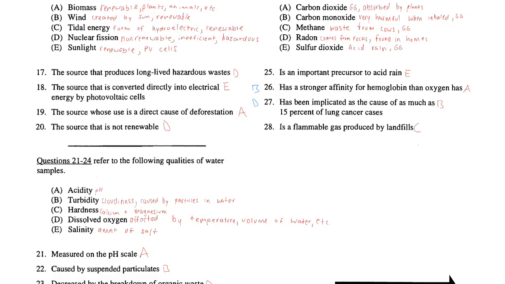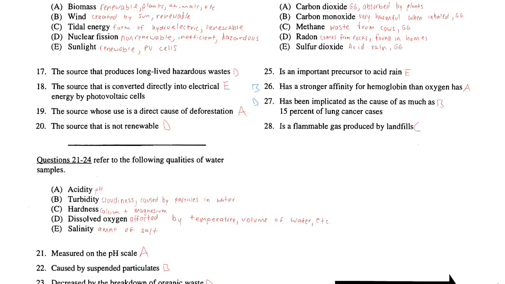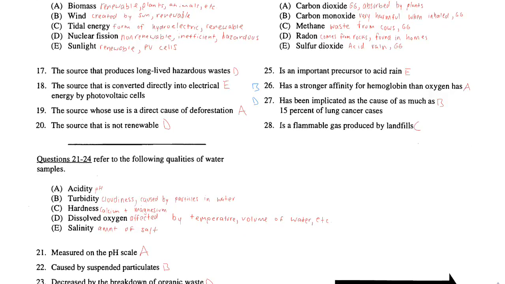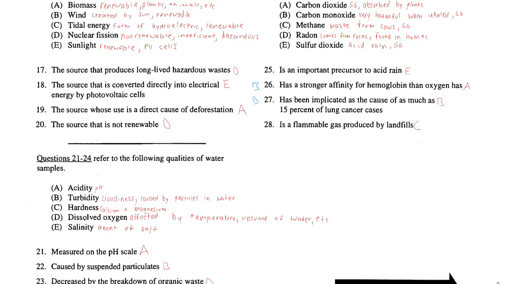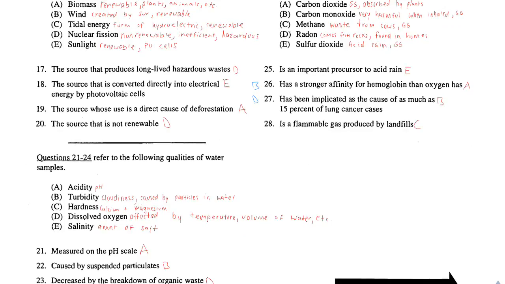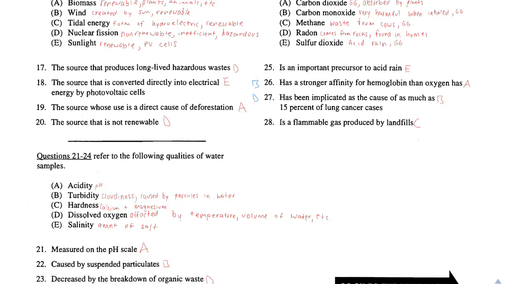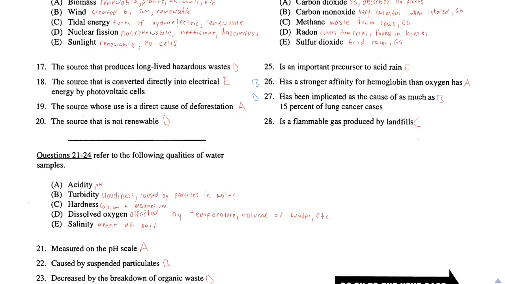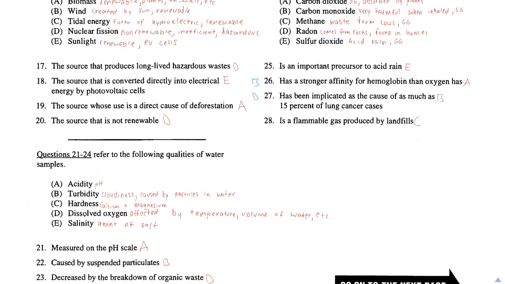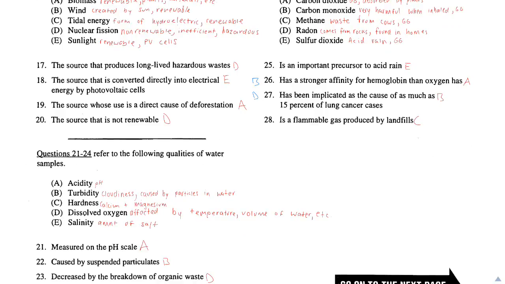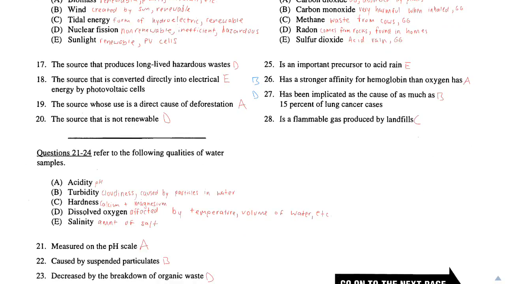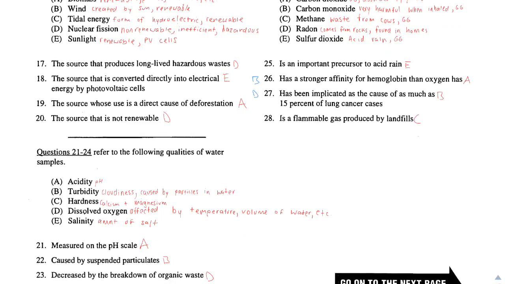Number 18, the source that is converted directly into electrical energy by photovoltaic cells is E, sunlight. Number 19, the source whose use is a direct cause of deforestation is A, biomass. Number 20, the source that is not renewable, is option D, nuclear fission.